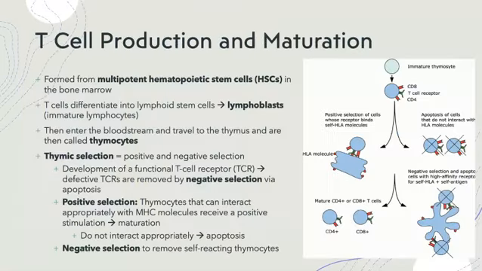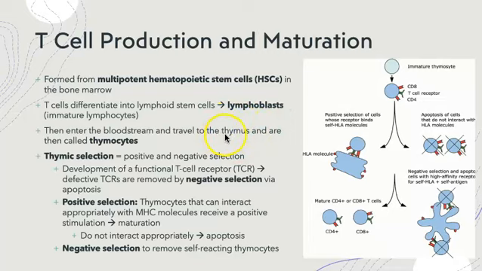So first, let's talk through the process of how we produce our T cells and how they mature. We already kind of know the beginning portion of this through the process of hematopoiesis. We're going to start off with our multipotent hematopoietic stem cells, or HSCs, in the bone marrow, and then through the process of that lymphoid lineage, we're going to take our lymphoid stem cells and turn them into immature lymphocytes known as lymphoblasts. Now, at that point, we can enter the bloodstream and travel to the thymus.